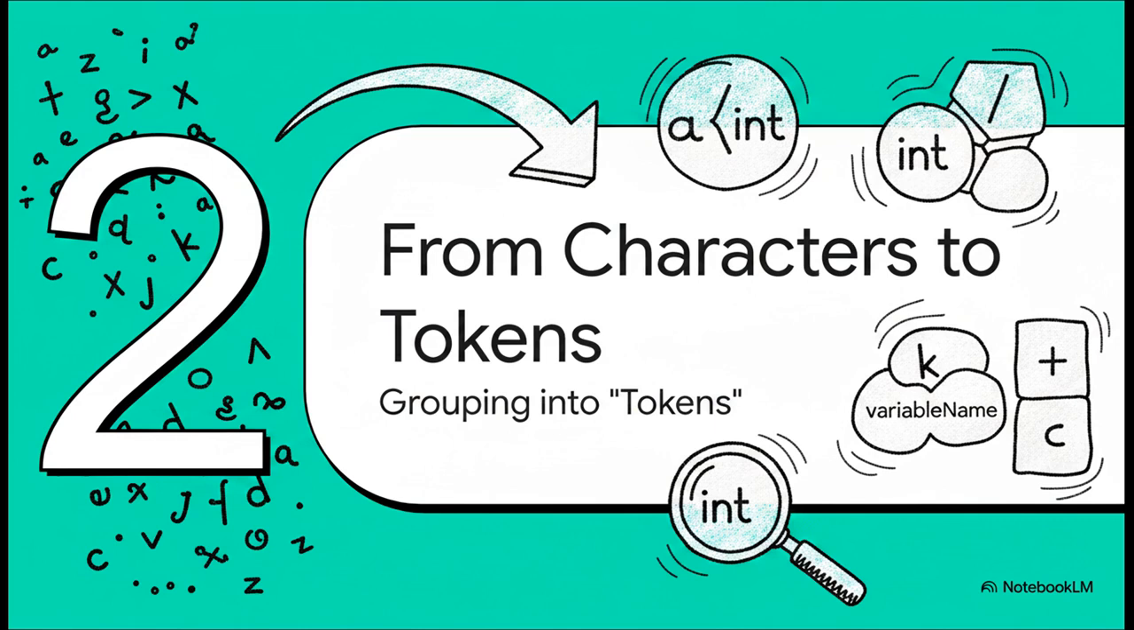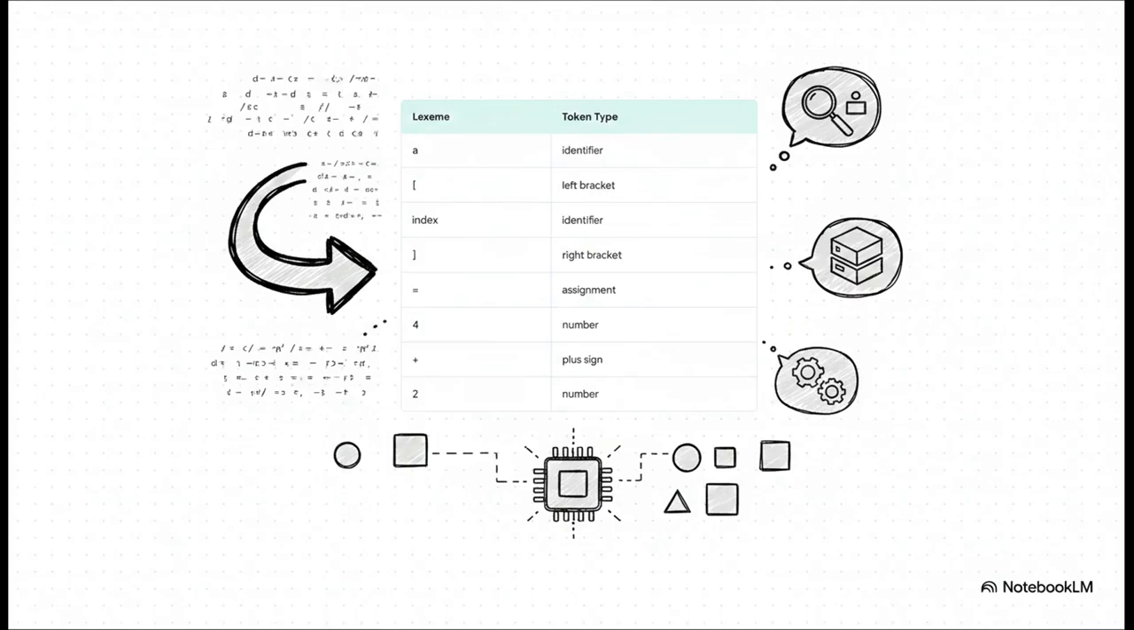So our code is now a series of tokens. But what is a token, really? Let's zoom in a little bit, because it's actually more than just splitting the code by spaces. It's all about classification. See, each token has 2 parts. You've got the lexeme, that's the actual string of characters from the code, like A or index. But then you have the token type, which is the category it belongs to. So the computer now knows that A isn't just a letter, it's an identifier, a name for something. And 4 isn't just a character, it's a number. This is the very first layer of meaning being created.